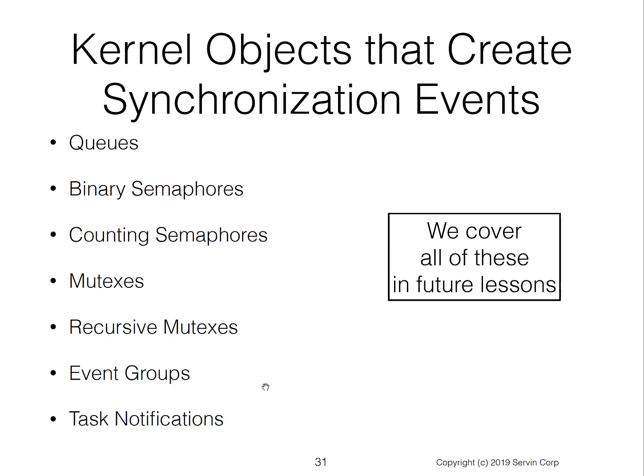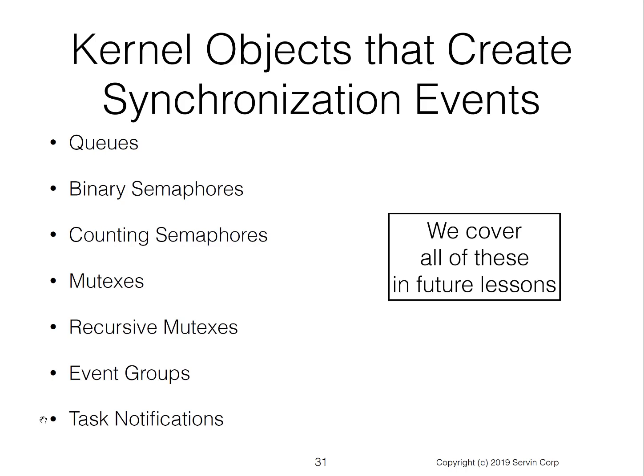Now it turns out these kernel objects that create synchronization events is quite extensive, and as you can guess, as we go through this course, we will cover all of these in great detail in future lessons. So we'll be seeing how you can use queues for synchronization, how you can use binary semaphores and counting semaphores for synchronization. We'll be seeing how you can use mutexes and recursive mutexes for synchronization. Also, we'll introduce something called event groups and task notifications.